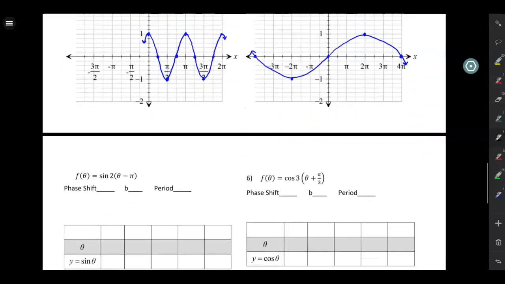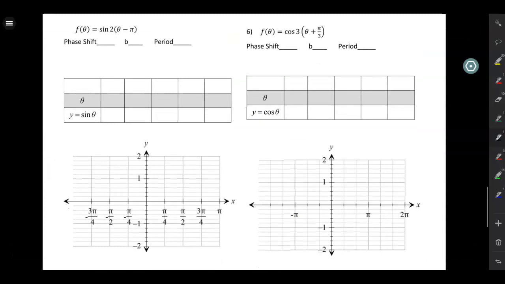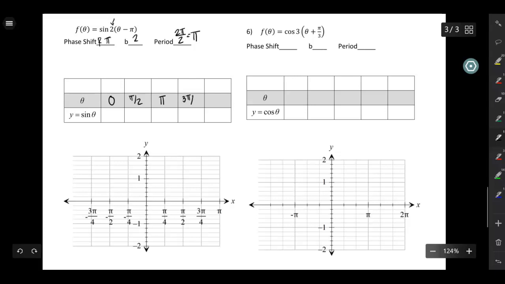Okay, so we've looked at some phase shifts, we looked at some period changes. Now let's do both in the same exact problem. So the phase shift here is the number that I'm subtracting from the theta. So I'm going to be moving right pi. My b value is that number right in front of the theta. So it's 2. So my period is 2 pi over 2, which is pi. So I'm going to go ahead and fill in my parent function table really fast, and then we'll talk about how to get my new x values for this graph.